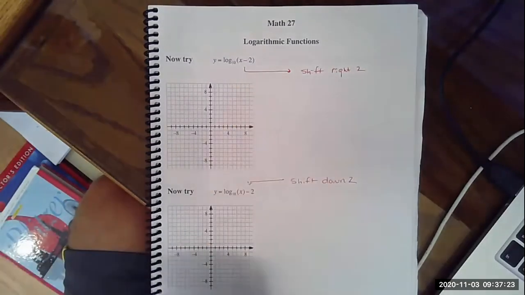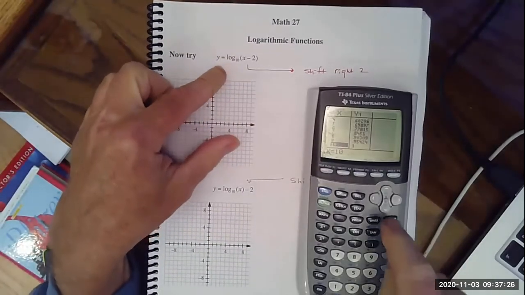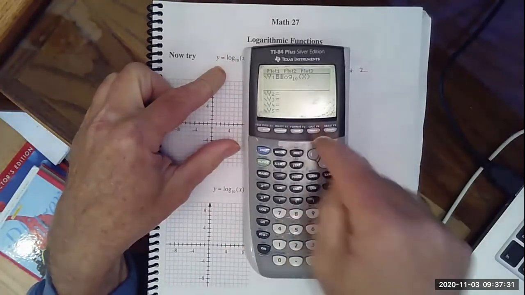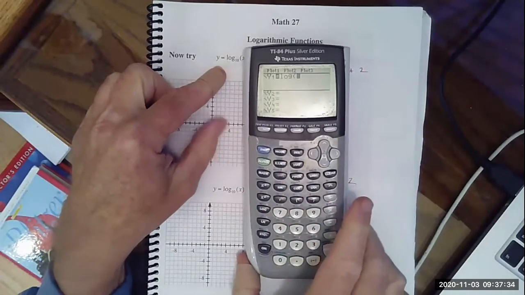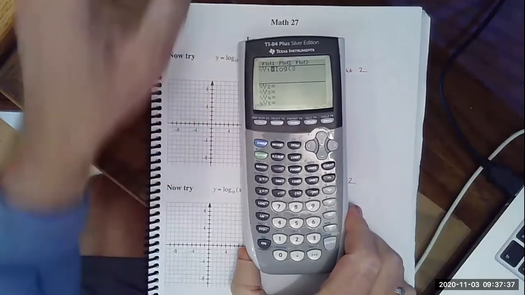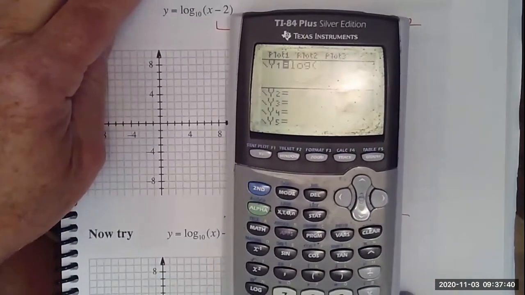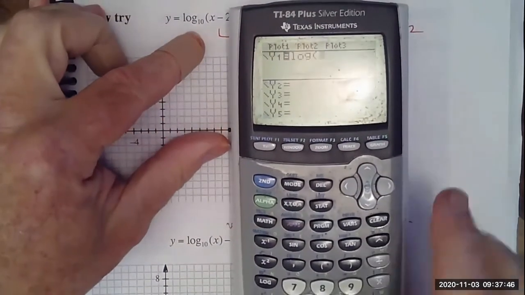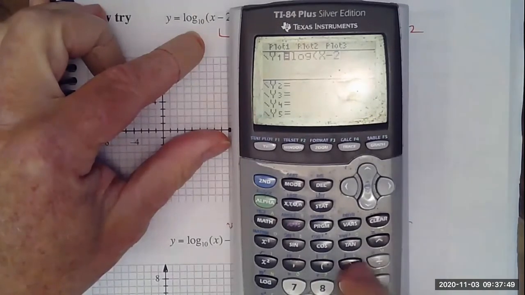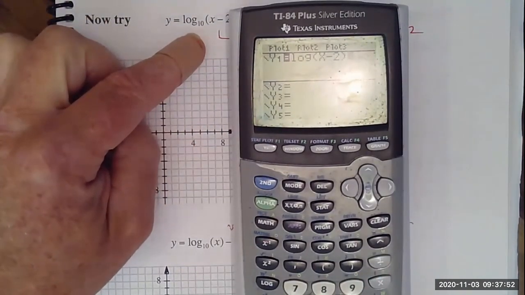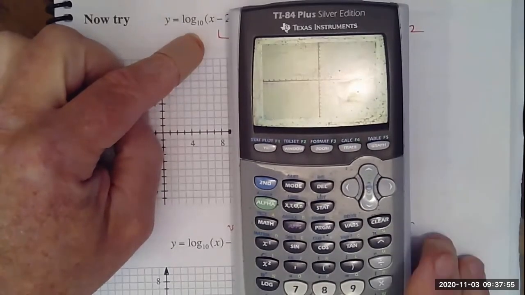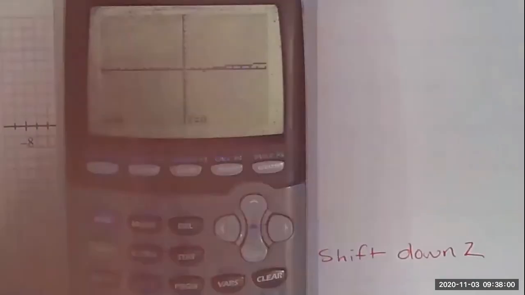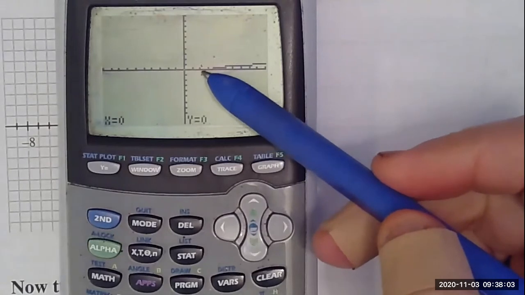Okay, if I did this one, my calculator, let's say I just used the plain old log button. Log. See, log base 10, just plain old log. You don't see the 10. It just does not appear. But it's there. If it's invisible, it's a 10. Okay, so I'm going to go with X subtract 2. Zoom standard. Looks like it stops there. No, it doesn't.